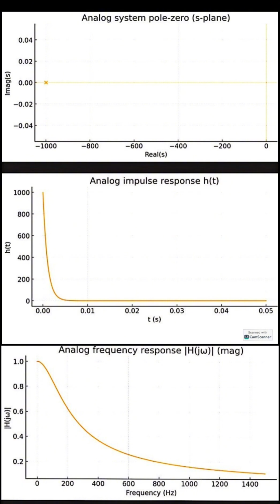And when you come to the third one, the frequency response, which is h of j omega, the magnitude plot shows low pass characteristics with a gradual roll off, and the cutoff frequency appears around 200 to 400 Hz.